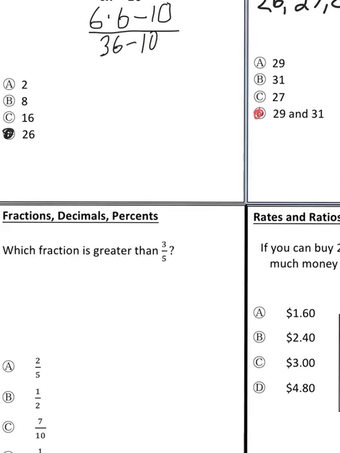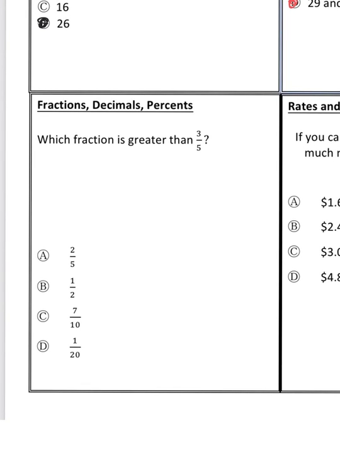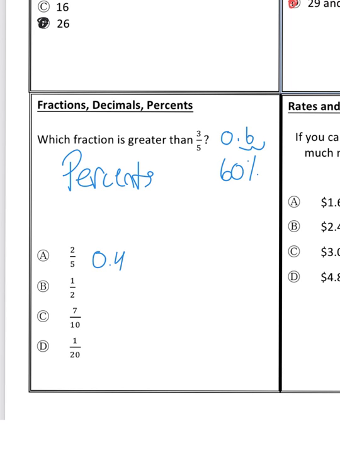So let's go down to the third problem. Which fraction is greater than 3/5? Remember, the trick for these is change to percents. So I'm going to change all these fractions to percents. To do that, I do 3 divided by 5, which is 0.6, and then I move the decimal. So 3/5 is 60%. Now 2/5 is 2 divided by 5 is 0.4. And when I move the decimal twice to the right, I get 40%.